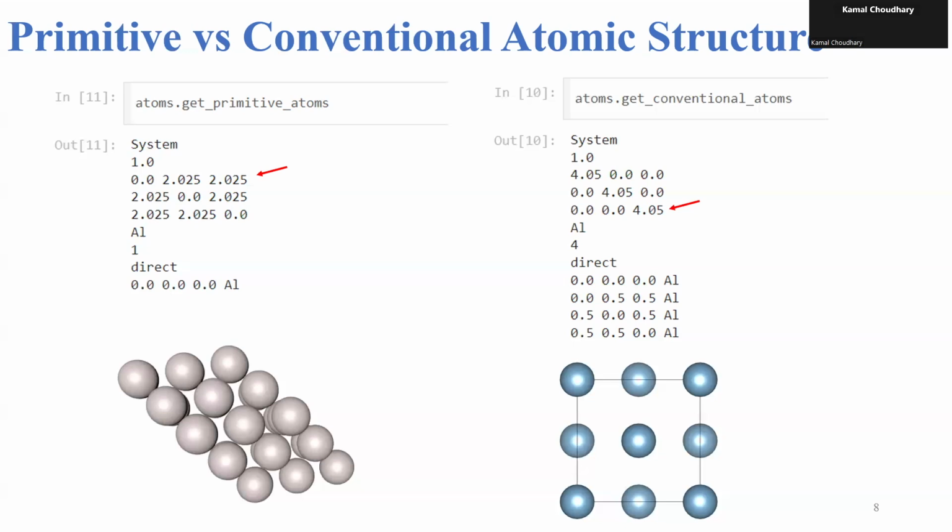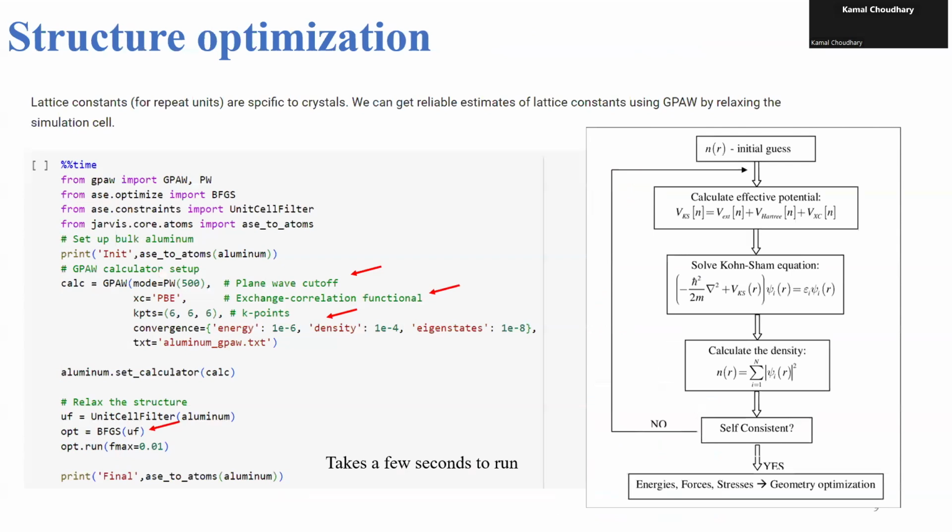So hope it makes sense. The idea is basically using symmetry rules, you can convert the information from the right-hand side to the left-hand side and left-hand side to the right-hand side. So they are interchangeable in a way. During our calculations, we'll be working on primitive atoms only because it has fewer atoms and is easier to simulate. So now we knew the lattice constant of 4.05 angstrom.